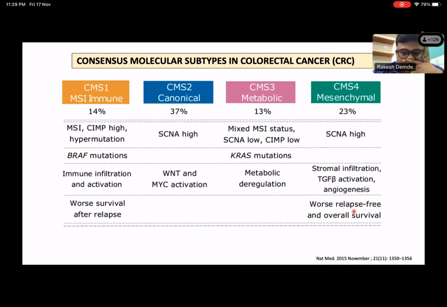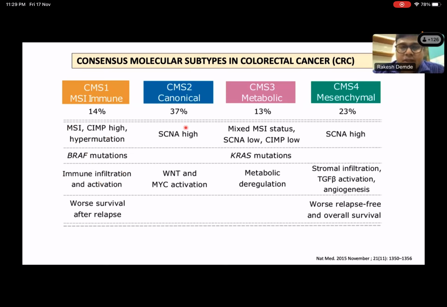This is a published study from 2015 where they took into consideration 6 different subsets of classification of colorectal cancers, combined them, and came to a consensus molecular subtyping of 4 categories. We have CMS1, CMS2, CMS3, and CMS4. The first consensus molecular subtype is more associated with MSI or microsatellite instability. Whenever you get microsatellite instability and you have a BRAF mutation, you have the colorectal cancers in this category. There is a lot of immune infiltration, and in recent times immunotherapy can be given as MSI is very high.